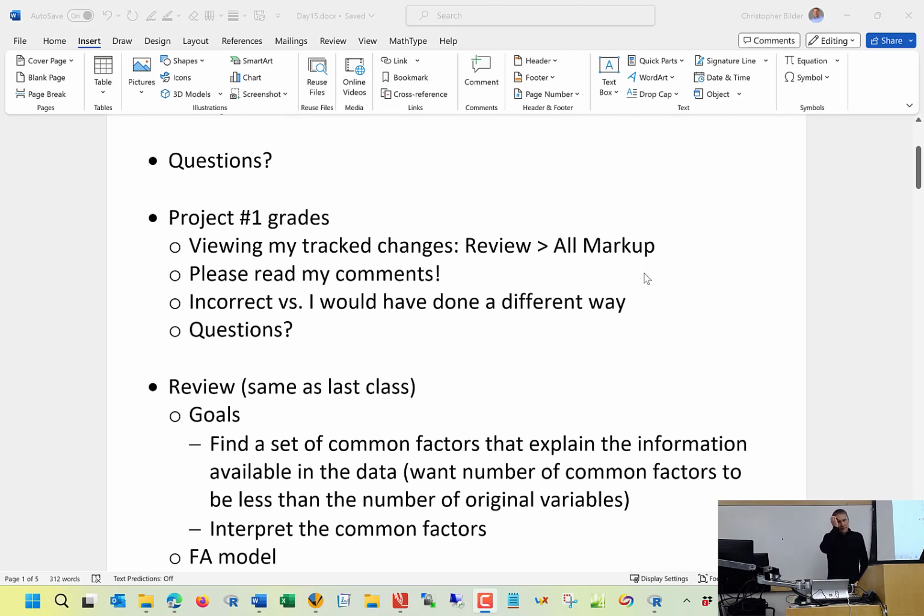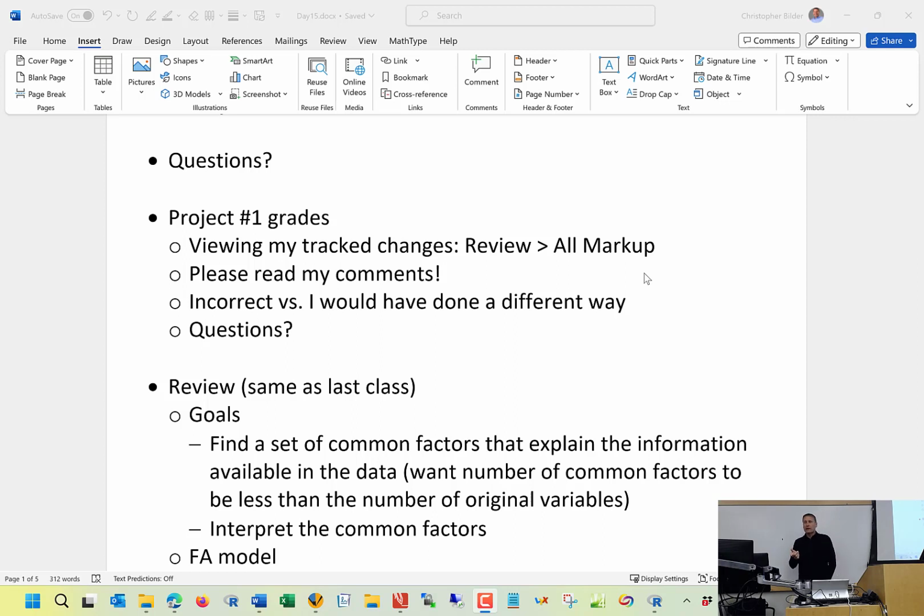With respect to project number 1, obviously each group had a different data set, so I don't have an answer key to pass out to everyone. I tried to make a lot of comments on the projects, and hopefully if I did take off points, it made sense why I did that. Of course, if you have any questions about it, let me know.